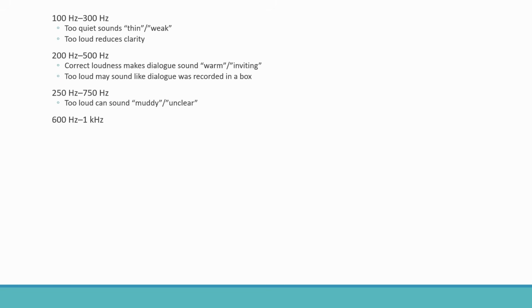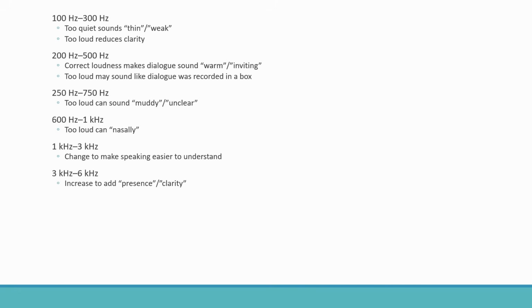And from 600 Hz to 1 kHz, if this is set too loud, it can make the dialogue sound nasally. From 1 kHz to 3 kHz, you can change this frequency range to make speaking easier to understand. And from 3 to 6 kHz, you can increase this range to add presence or clarity to the dialogue. From 5 to 8 kHz, you can change this range to affect the sibilance, so this is sounds like sausages.